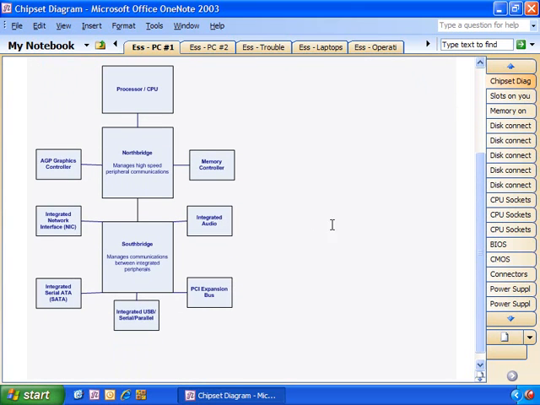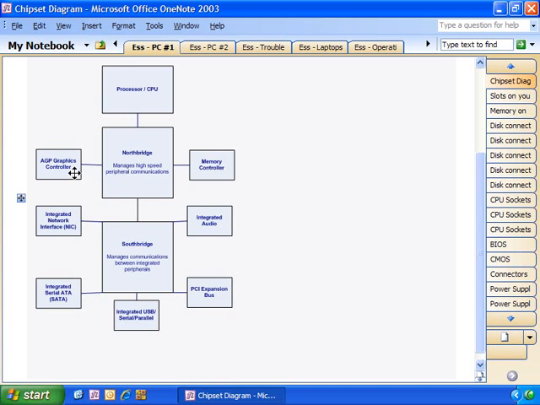So if I scroll down, here you have the processor or CPU. That interfaces with the North Bridge. The North Bridge is what manages high-speed peripheral communication. That also talks to the South Bridge, which is what manages communication between the integrated peripherals. So all those new integrated peripherals we talked about are what talks directly to the South Bridge. So we have the integrated network card, the NIC. We have the SATA controller. We have the integrated USB, serial and parallel, the PCI expansion bus, and the integrated audio. So all those integrated peripherals talk to the South Bridge.